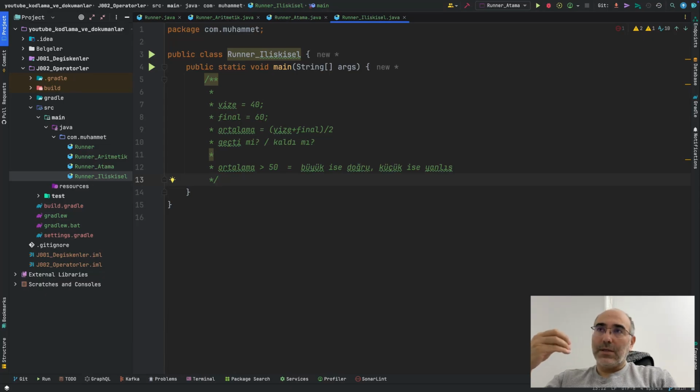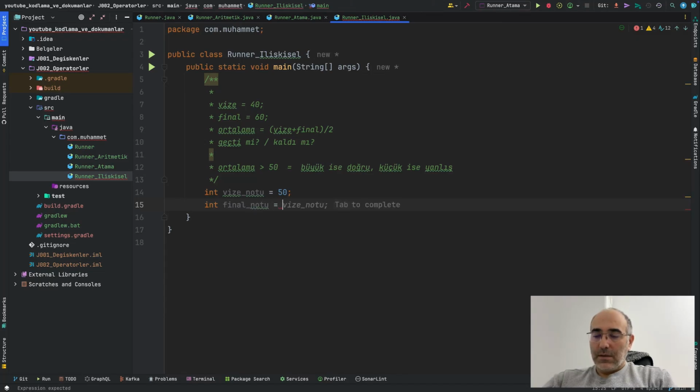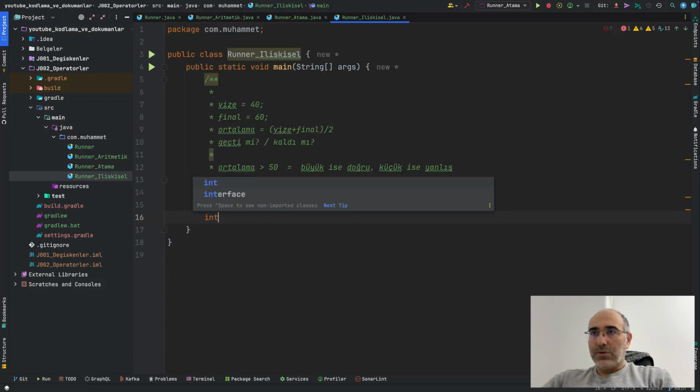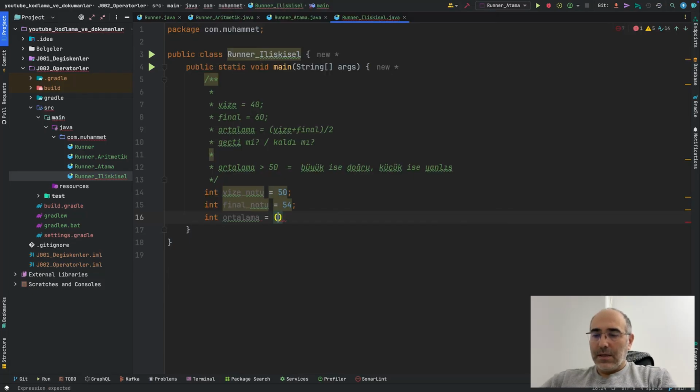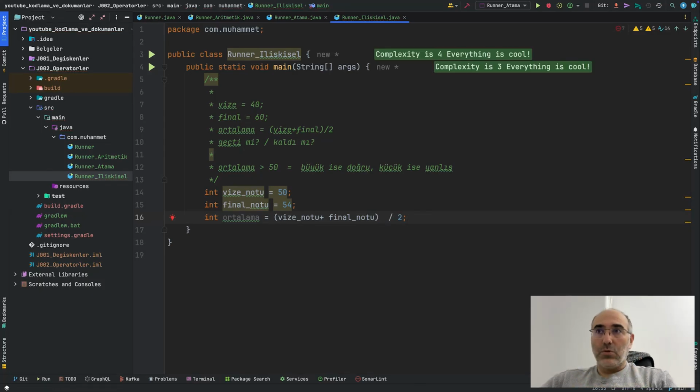Now, let's take a look at the example I just did, along with its outputs, and see how it works. Now then, let's say integer midterm grade equals, let's say 50. Let's also say integer final grade equals 54. So, I'm saying average now. Of course, integer average equals midterm grade plus final grade divided by 2. Let's divide it directly by 2.